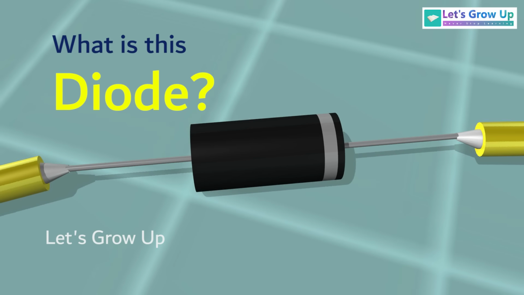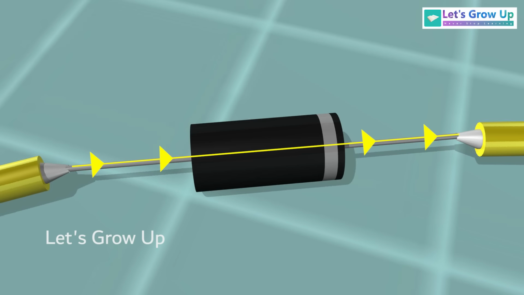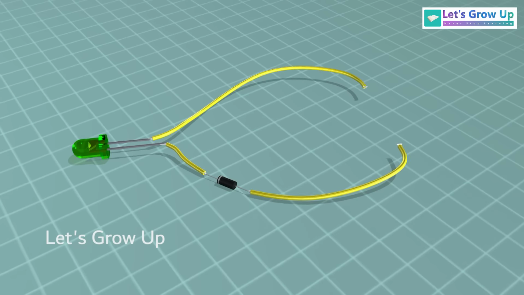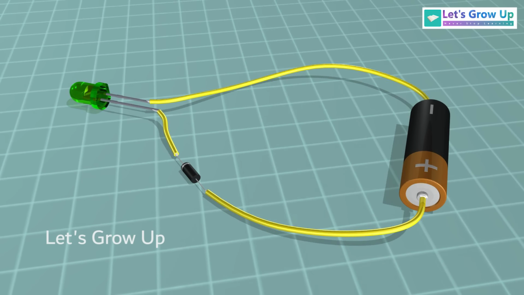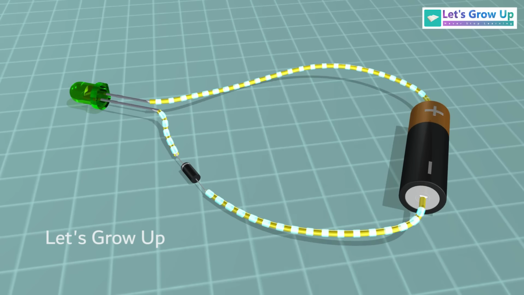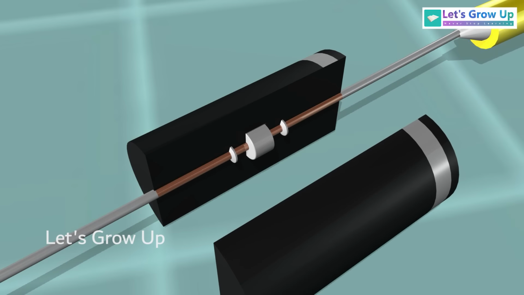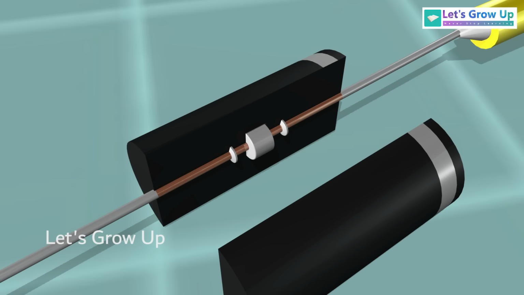A diode is a two-terminal electronic component that allows current to flow in one direction, forward biased. This is a diode where the anode is positive and the cathode is negative. When connected to a battery with the positive terminal to the anode and the negative terminal to the cathode, forward bias, current flows easily through the diode. However, if we reverse the battery's polarity, reverse bias, the diode blocks the current flow in the opposite direction, maintaining its one-way behavior. It is primarily made of semiconductor materials, such as silicon or germanium.